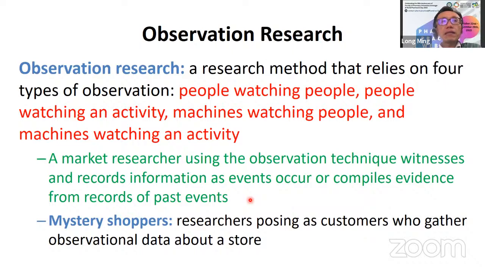One type of observational research is the mystery shopper, or they call it secret buyer. Okay. This is where, for example, a company will hire a random person to go to either a mall or shops, and then pretend to be a customer or a diner, and then they give feedback based on the service provided. Okay.